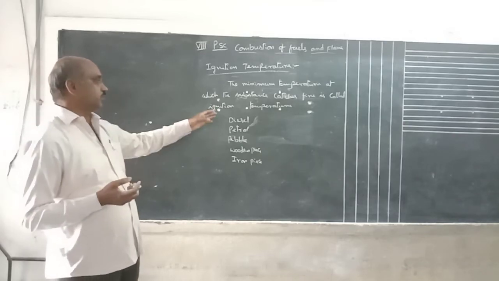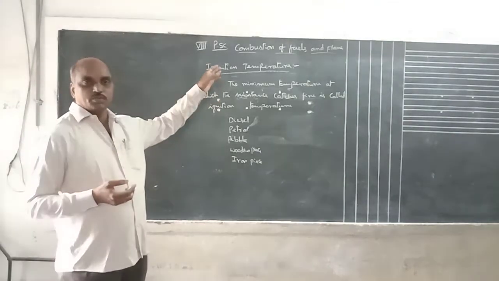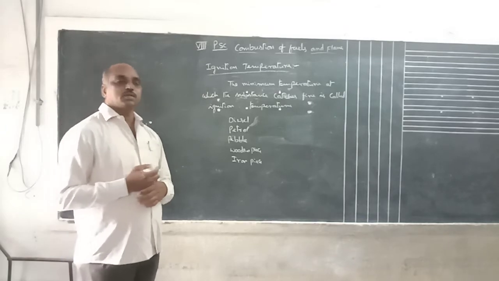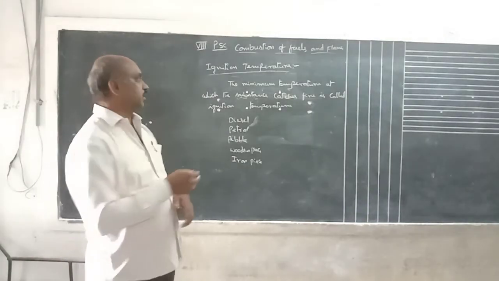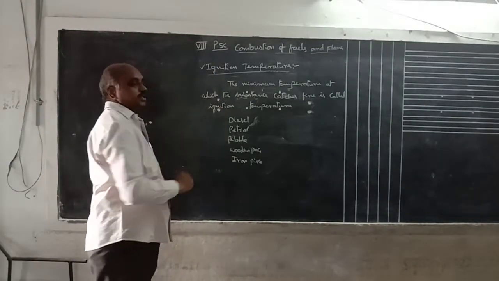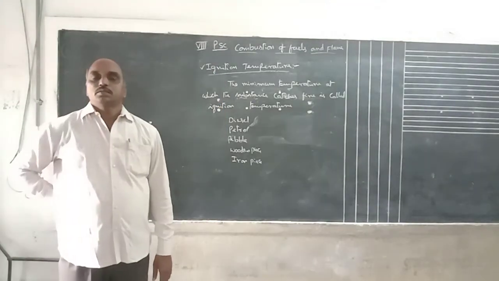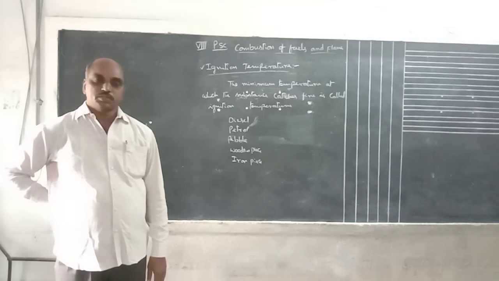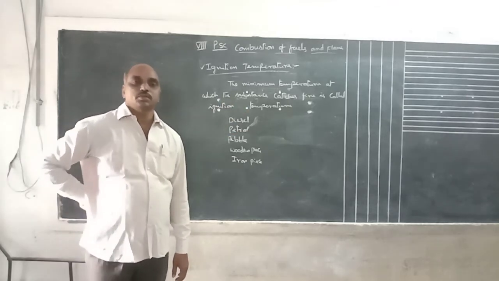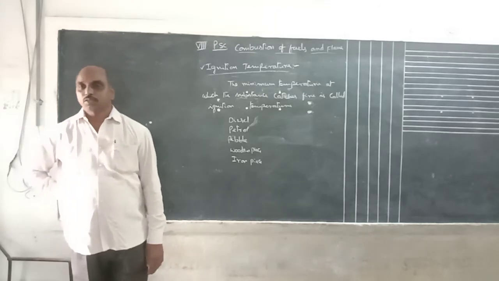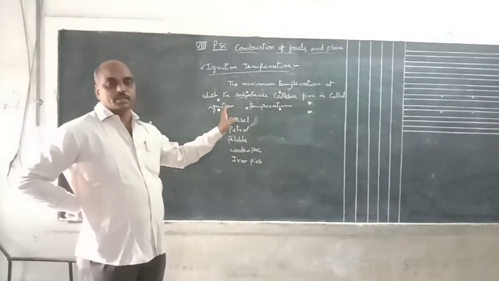Now from this experiment, what do we know? Petrol catches fire immediately, while a wooden piece does not catch fire immediately because of its ignition temperature. You can write ignition temperature. The ignition temperature of a wooden piece is high compared to other fuels, that means petrol, diesel, etc. That's why it does not catch fire immediately.